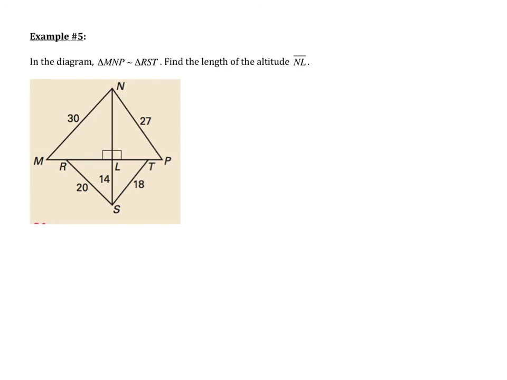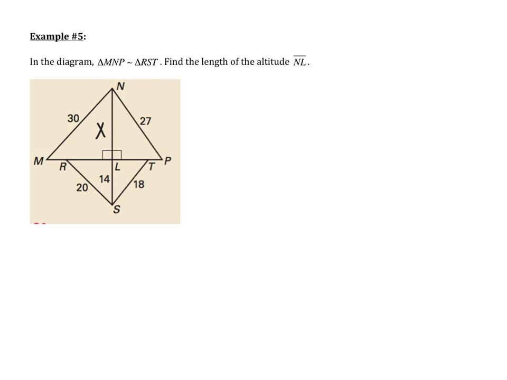In the diagram, triangle MNP is similar to triangle RST. Find the length of altitude NL. So again, you're already told that the two triangles are similar. So we know that we have a scale factor. So what we're going to do is set up a proportion. If you notice here, we are given the altitude here in the smaller triangle, and we're asked to find this altitude, so let's call that X.